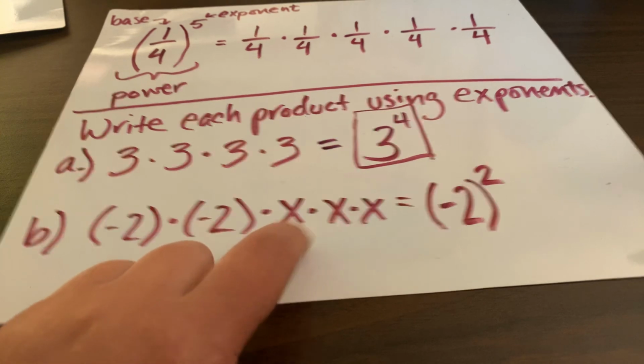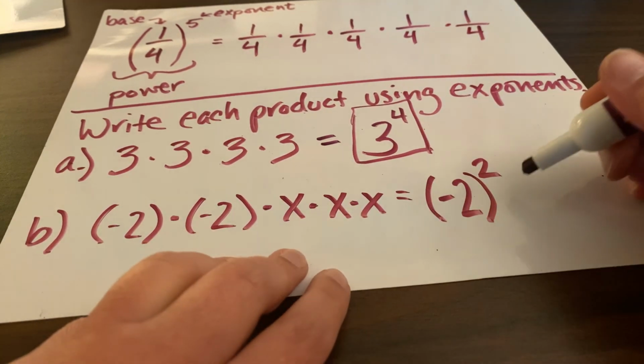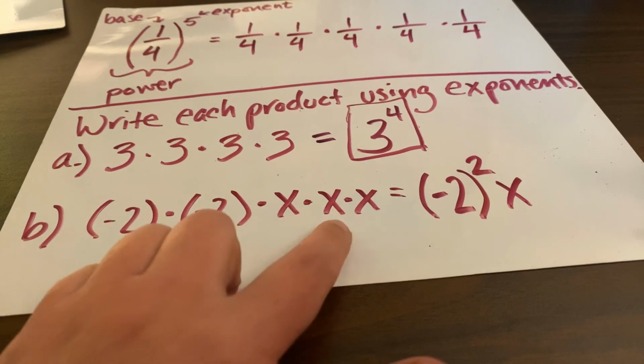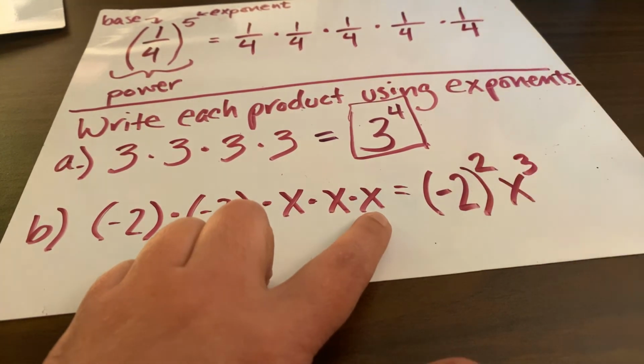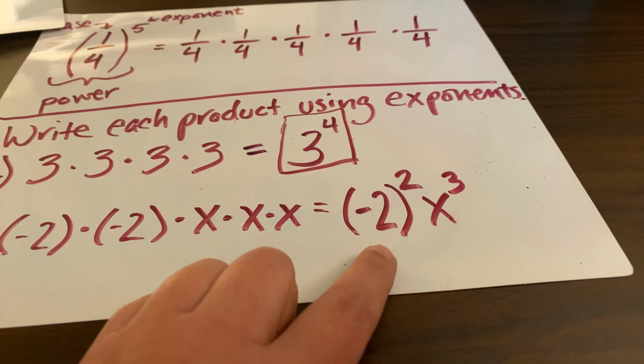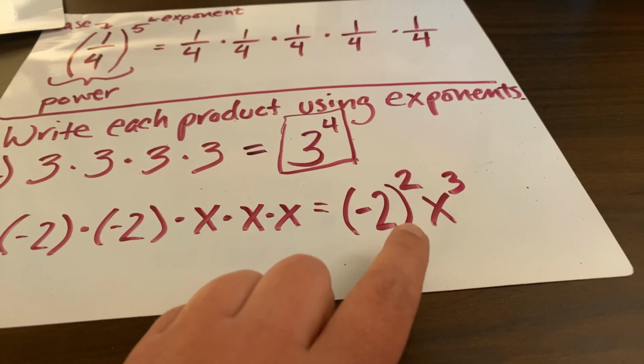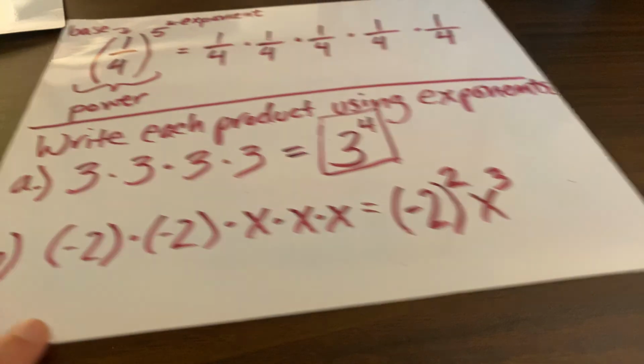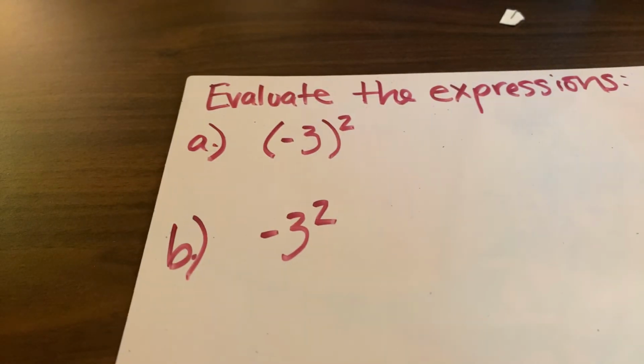And my next factor is x, and how many times is that repeated? 1, 2, 3. 3 times. And so we would write this as (-2) squared times x to the 3rd power. Okay, pretty straightforward, right? That's what I thought. Let's move on to evaluating the expressions.